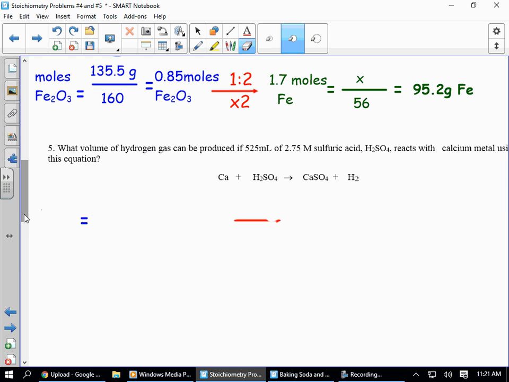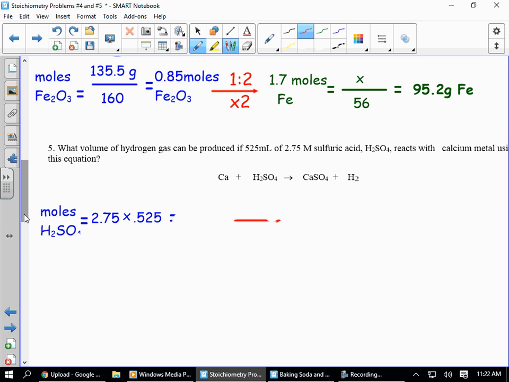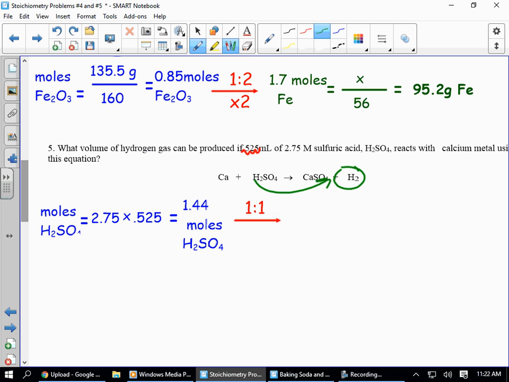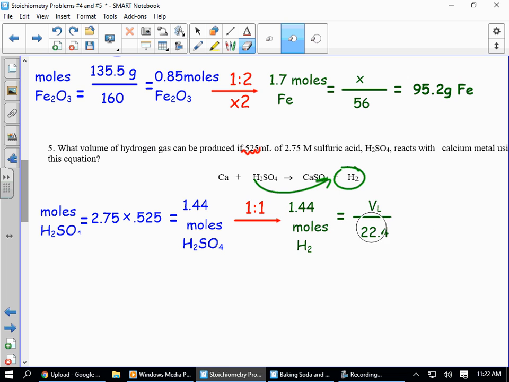Alright, the equation is balanced, and we're going to start by finding moles of our sulfuric acid. You're going to take the molarity of this sulfuric acid, which is 2.75, and multiply it by the volume, which when you move the decimal, 1, 2, 3, is 0.525 liters. You get 1.44 moles of H2SO4. Because it's balanced, it is a 1-to-1 ratio, and it wants to know volume of hydrogen gas, so we're going 1 to 1. So I have 1.44 moles of hydrogen gas. It wants to know volume because it's a gas. I'm going to set that equal to x over 22.4. You're looking at 32.26 liters of hydrogen gas.